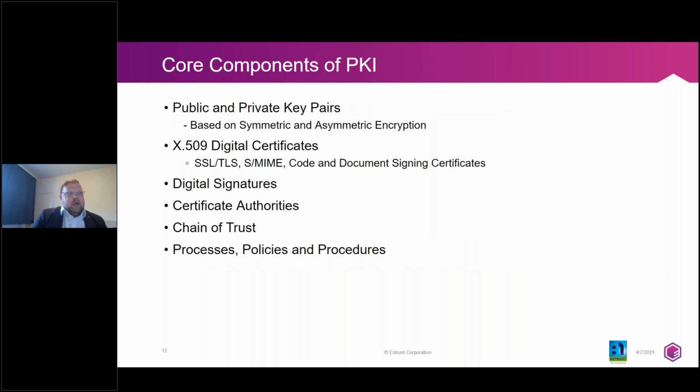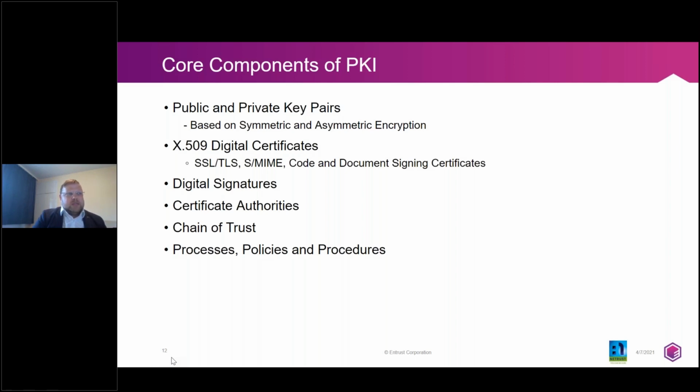So when you start to think about PKI, underlying the PKI technology framework are really 6 key components. The first is, as I mentioned just briefly in the earlier slide, a set of public and private key pairs, which support both a combination of symmetric and asymmetric encryption. In addition to that, it also encompasses X509 digital certificates, which is a collective term referring to SSL/TLS certificates, MIME certificates, which are used for email, as well as code and document signing certificates.